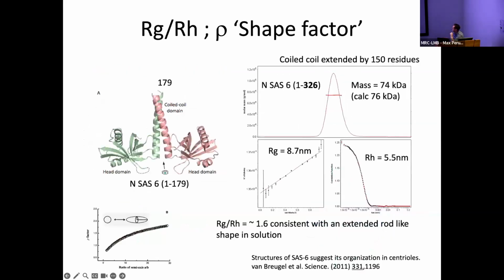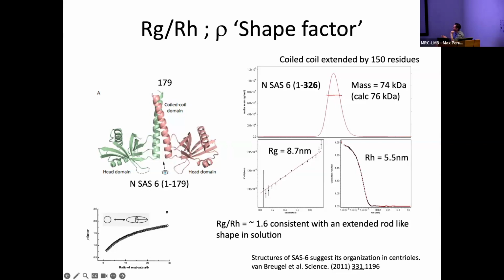This is an example that was done in Matt van Breugel's lab. And this is where they wanted to know the shape factor. So they knew the mass, they used the SEC-MALS, they got the mass of 74 kilodaltons, calculated to be 76. The radius of gyration is 8.7 nanometers. So it is below the 10 nanometers, but it's not a strict cutoff of 10 nanometers. So it is possible to measure these.